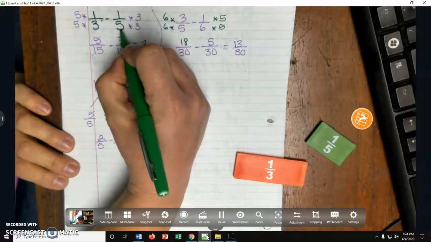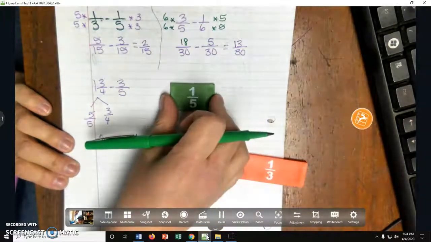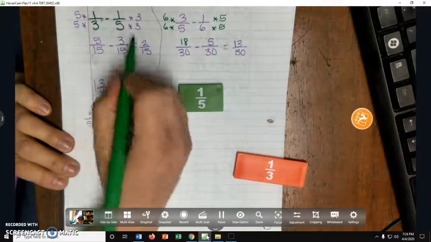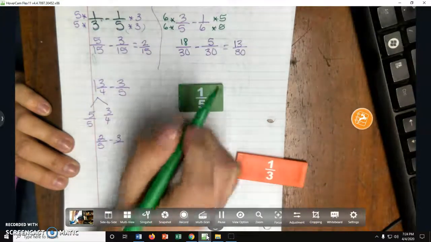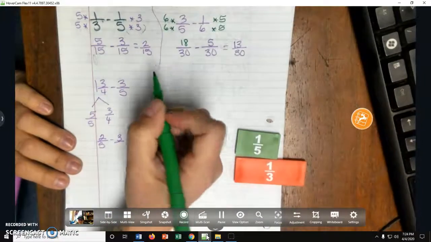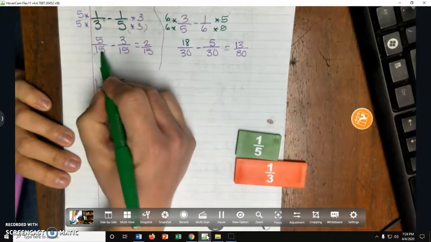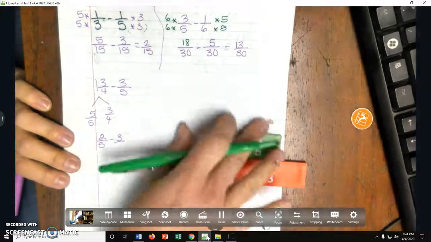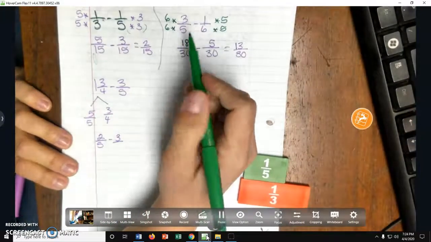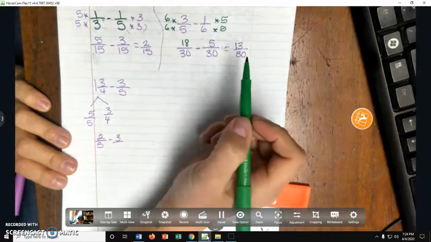Mathematically, what am I doing to these fifths to get 15ths? Well, I've got to split those fifths into thirds to be able to get 15 parts. So here I have 5/15 minus 3/15 gave me 2/15. Problem number 2 that we did was 3/5 minus 1/6.